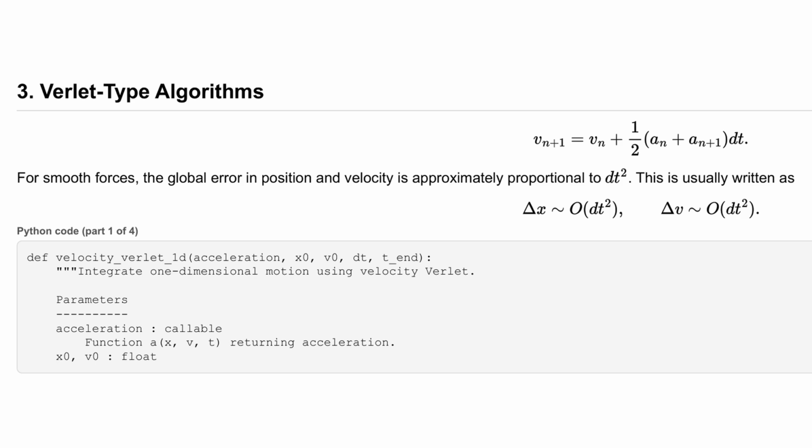The global error in both position and velocity for the velocity-Verlet method is approximately proportional to the square of the time step, written as big O of dt squared. This error scaling is a critical factor we will be monitoring to ensure our simulation remains accurate.